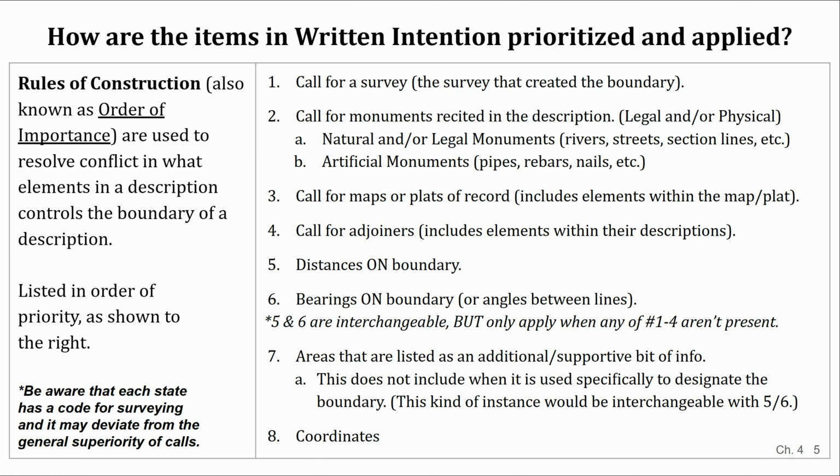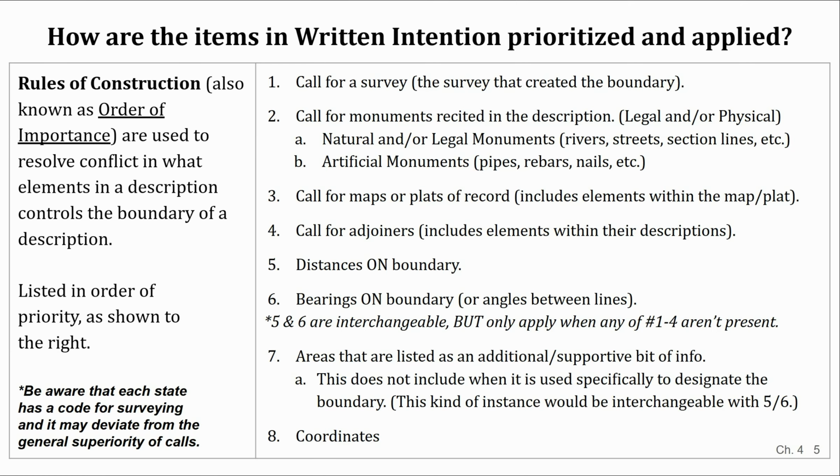The next is number 3, a call for maps or plats of record. The measurements within these weren't specifically made for this exact description, but the elements were measured and a map created from them, so they're reliable evidence of support for the line that they're called in.